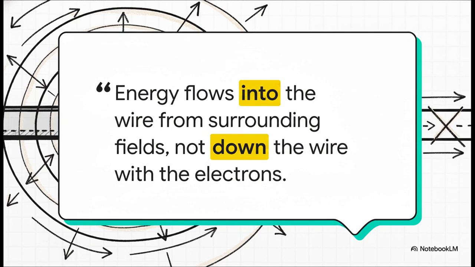The energy is actually carried in the electromagnetic fields that fill the space around the conductor. It flows in from the sides where it gets turned into heat and light. The electrons in the wire, they're just helping guide the process. The fields are doing all the heavy lifting. Yeah, I know, it's wild.